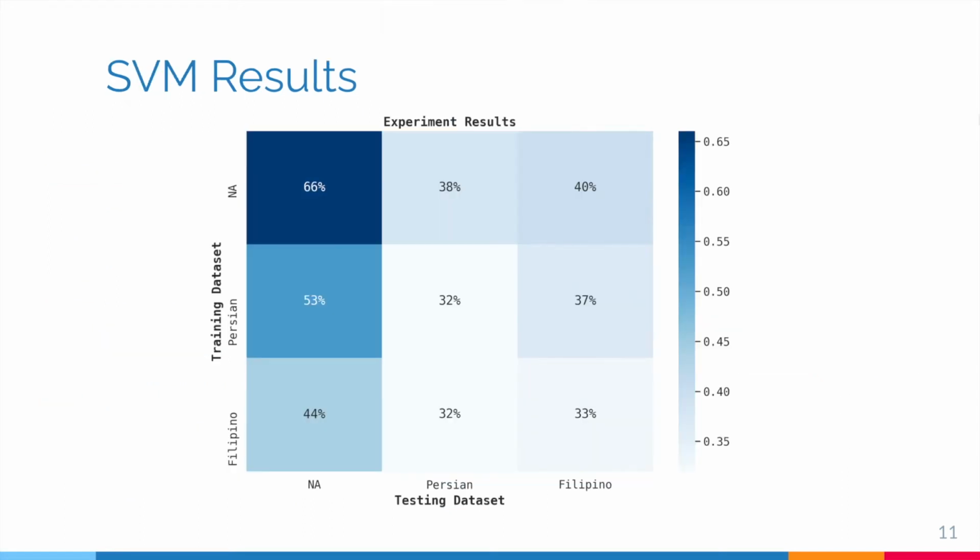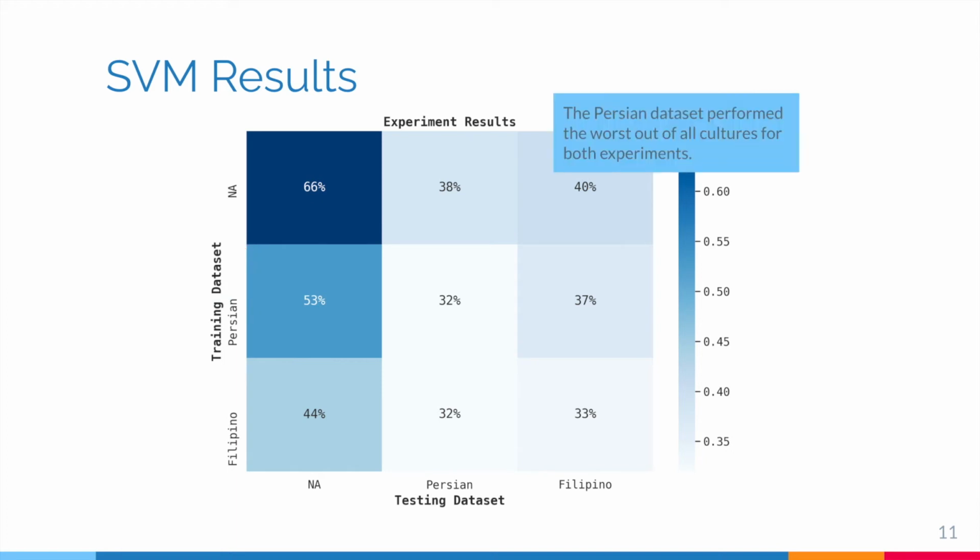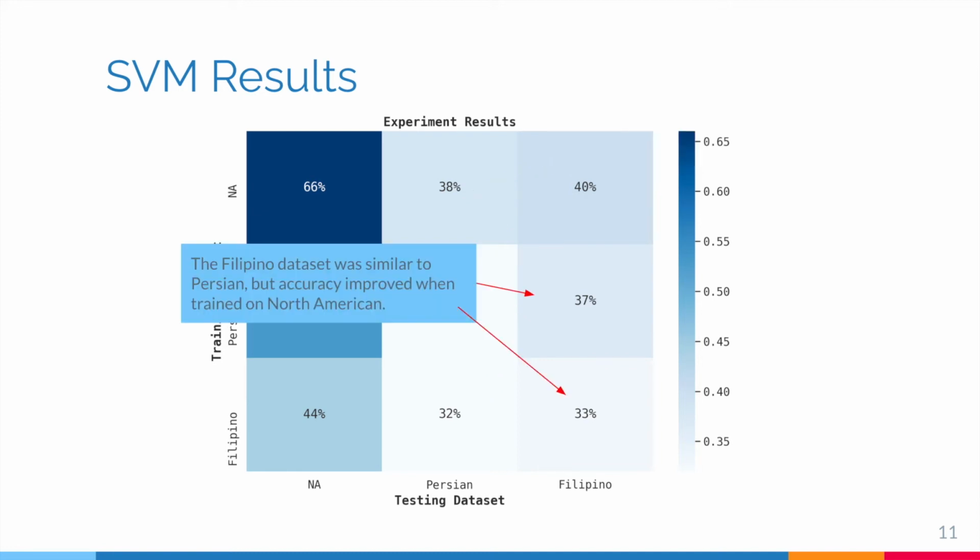The following is a confusion matrix illustrating the results of our 2 experiments. As you can see, when the North American dataset is used for training, it performed the best out of all cultures for both within-culture and cross-cultural training. The Persian dataset performed the worst, with its highest accuracy being when trained on the North American dataset, while the Filipino dataset also performed similarly to the Persian dataset and performed best when trained on the North American dataset.